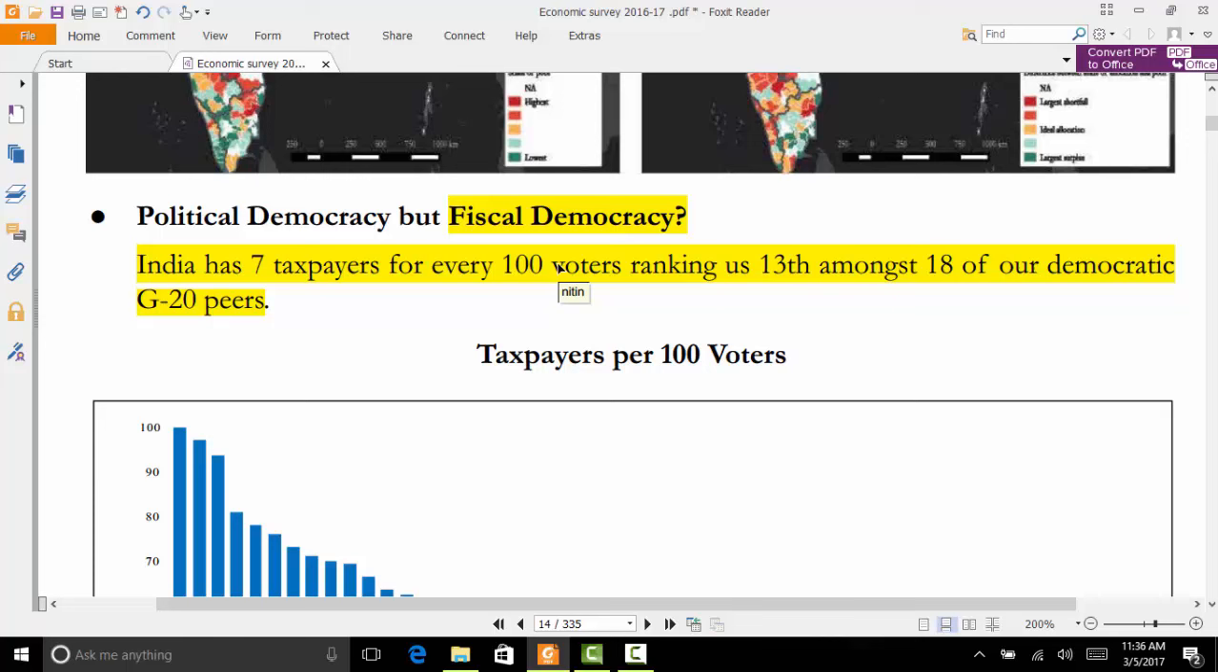Okay, so another data that you can use to decide whether fiscal democracy is weak in India. One thing is definitely low taxes, which you can substantiate by 7 taxpayers out of 100 voters. Secondly, the tax to GDP ratio. You should remember how much that is. Last year's survey suggested 16.6%. So 16.6% is your tax to GDP ratio. How much should it be? Somewhere around 23%.